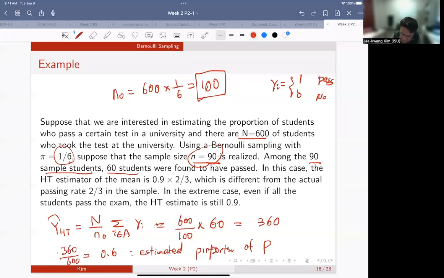But that is a little bit strange. Why? Because we know from the sample that among the 90, 60 students passed. So from the sample, we know 60 out of 90 passed. So the p hat from this number is actually 2/3, right? But if I use Bernoulli, we got this other number. So something's kind of weird, right?